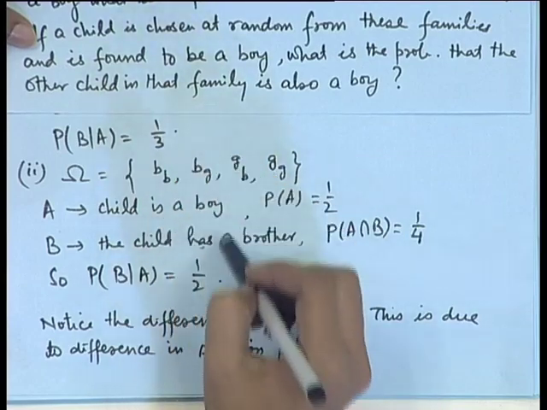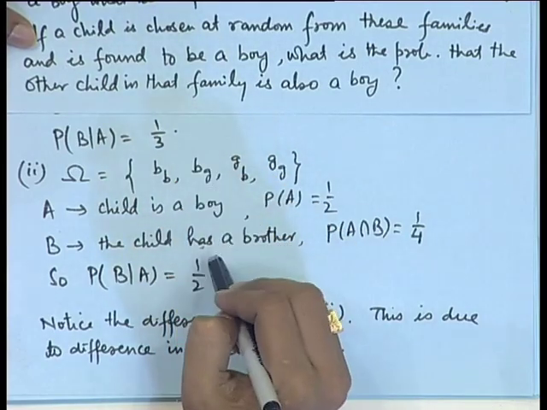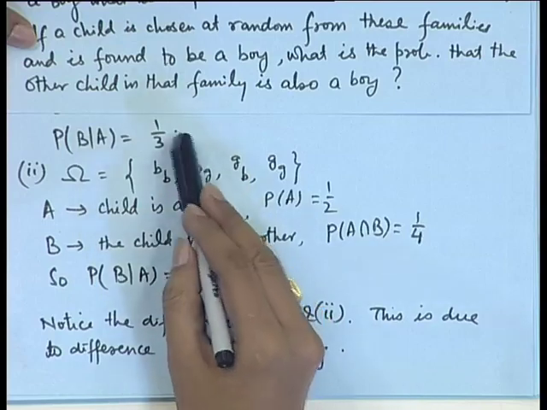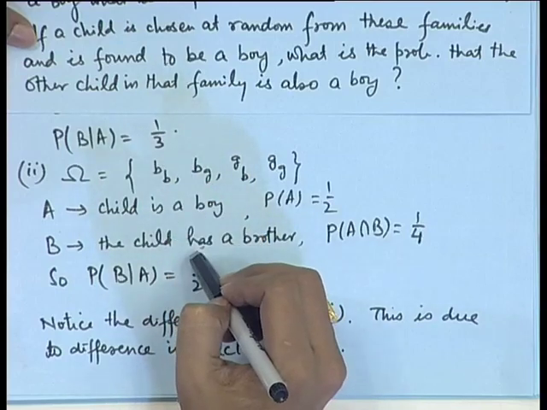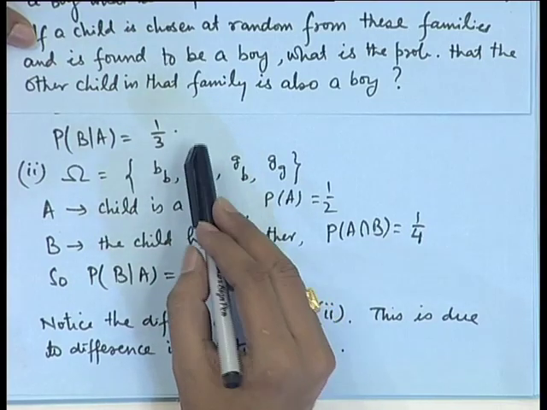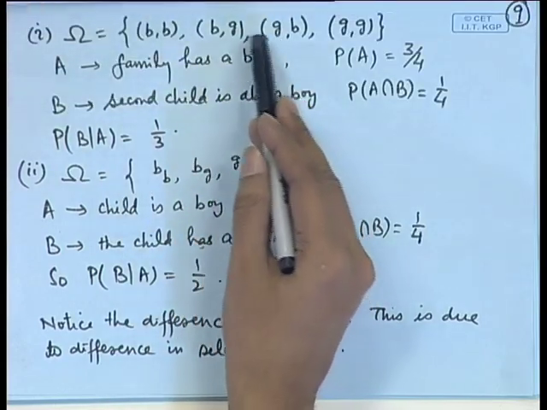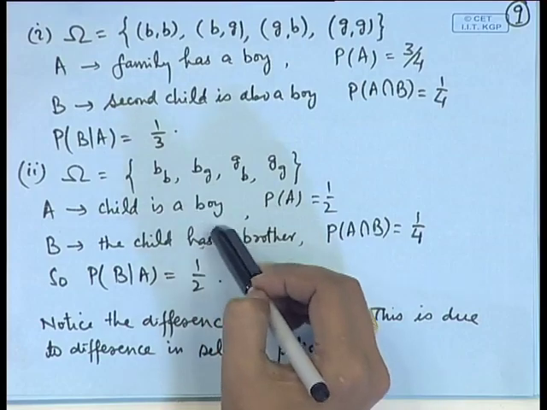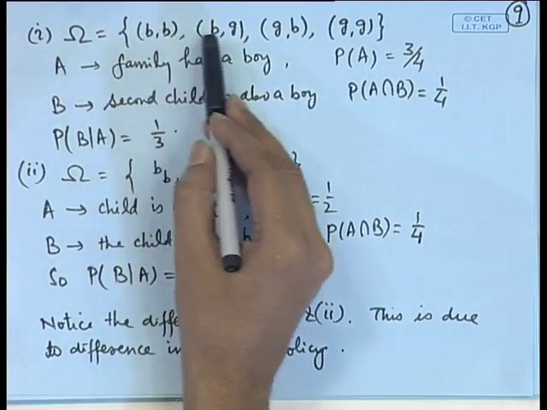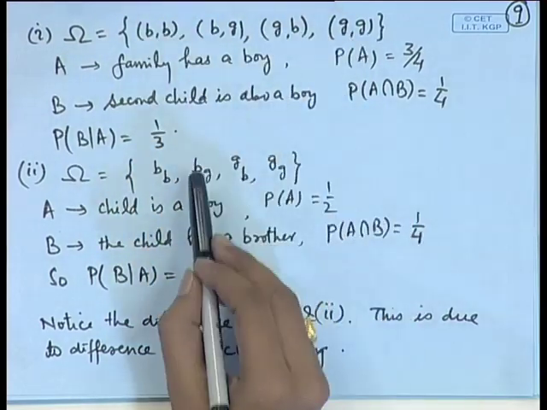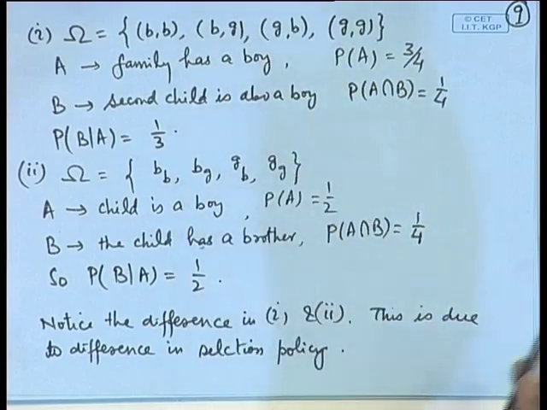So, it may look counterintuitive, because the answers are coming different, whereas the event looks to be the same. However, it is not so, because the sampling scheme is different in both the cases, and therefore, the representation of the sample space itself is different in both the cases. In the first case, the sample space is described like this, and in the second case, it is described like this.